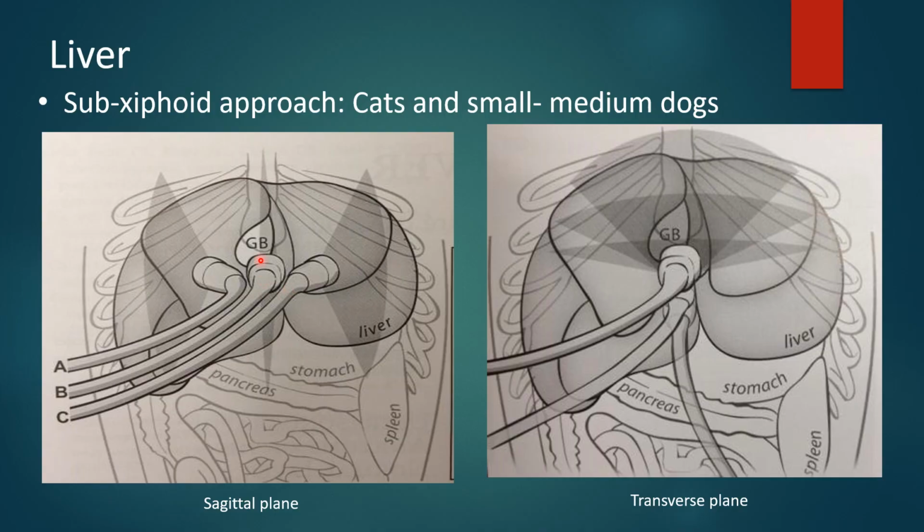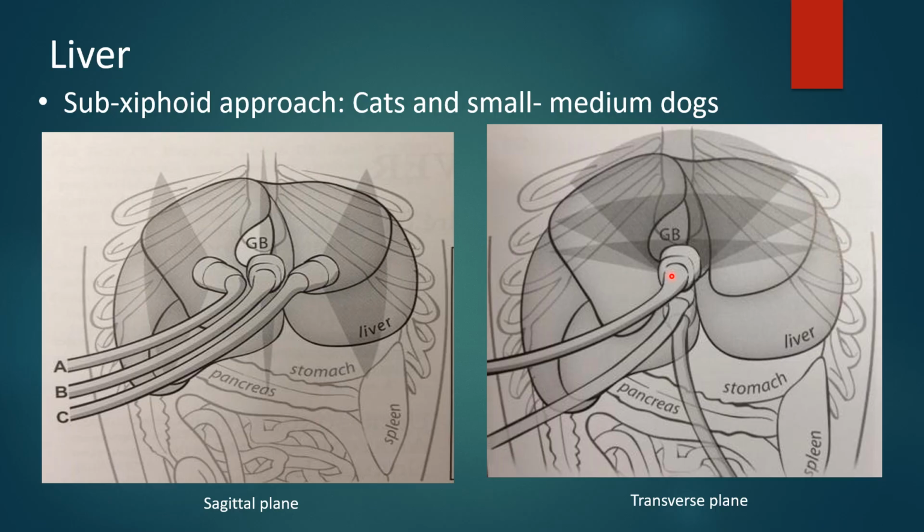Okay, we're in a transverse plane. We're going to point it over to the right of the dog or the cat and then to the left of the dog or the cat. And then in a transverse plane, you're going to rotate your probe to where your nubbin, your little notch, is going to be pointing towards the right of the animal. If the animal is on their back, this is the right and this is the left.